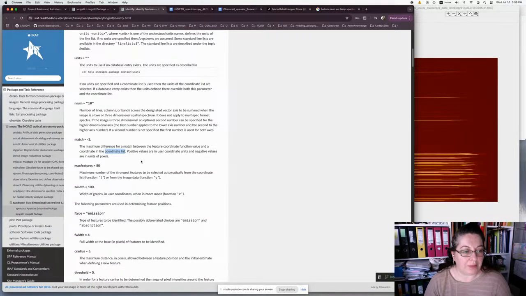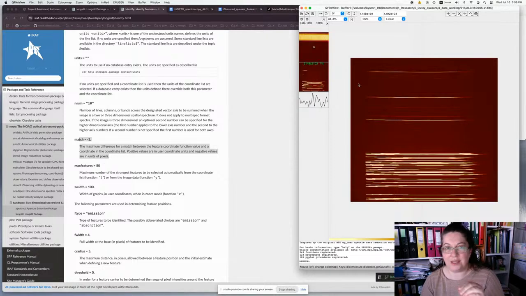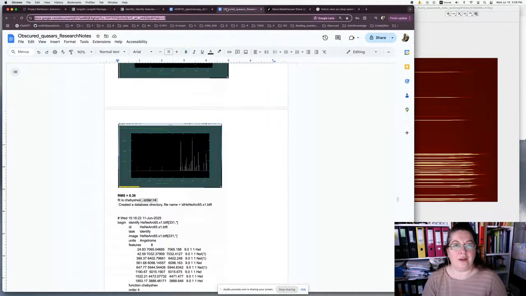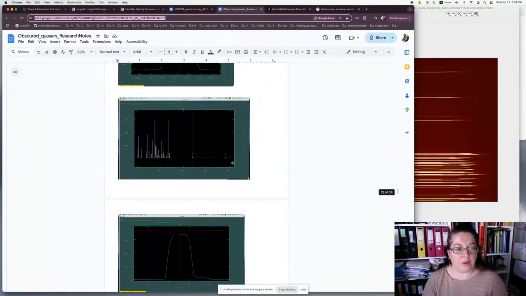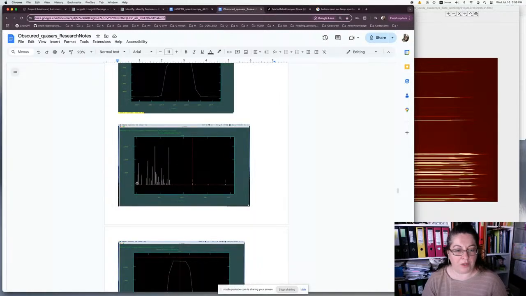For that helium neon lamp frame. So this matching is happening when the user is marking the features and saying, okay, this line is that line. I guess I have nicer pictures here. So when I get my 1D spectrum of the helium neon arc, I mark a few features by hand.